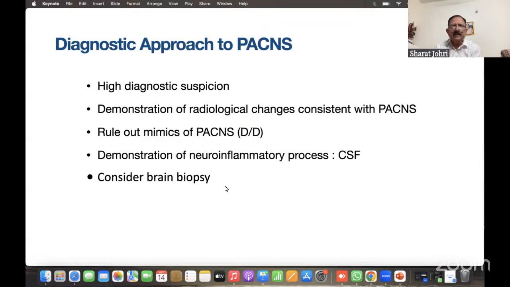And that is why the criteria say that you have radiological, MRI, and CSF. If all these three are present, and we have excluded other mimics, then we can think of primary CNS vasculitis. But consider brain biopsy whenever it is feasible, because that is the definitive diagnosis for primary CNS vasculitis.